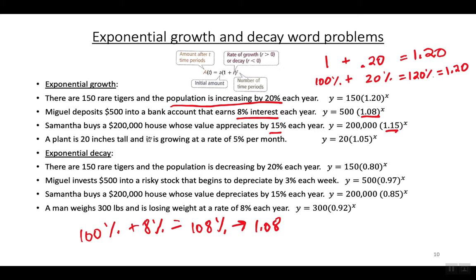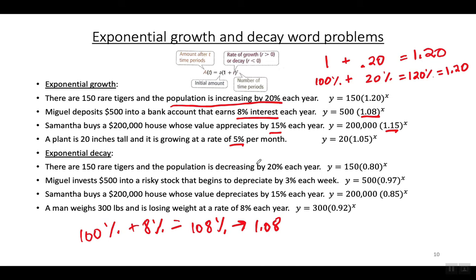A plant is 20 inches tall and it is growing at a rate of 5% per month. 100% plus 5% is 105%. And then move the decimal point 2 times to the left, you get 1.05. That is the way you set up these equations. Once you set it up correctly, you use your calculator for everything else.